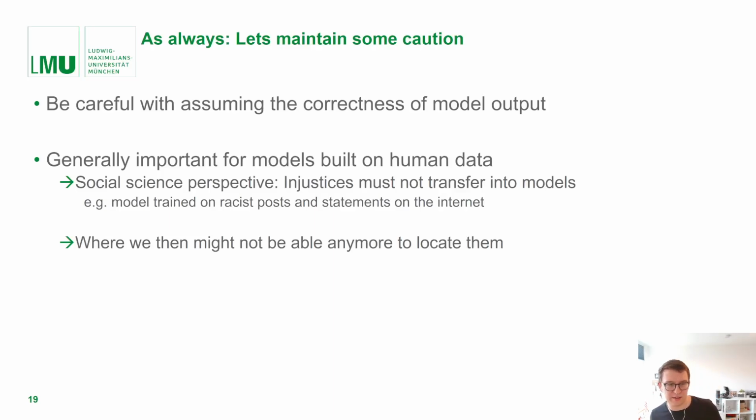Also, if we want to bring in the social science perspective again, the injustices that might be hidden in this training data must not transfer into the models. If we train large language models on racist posts or newspaper articles on the internet, we will then also have a racist model. So we should really look at what training data goes into the training process, because if these unwanted things transfer into models, we might not be able anymore to locate them there.